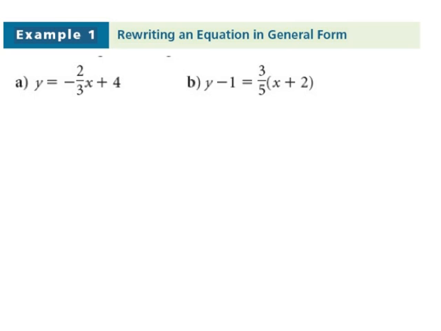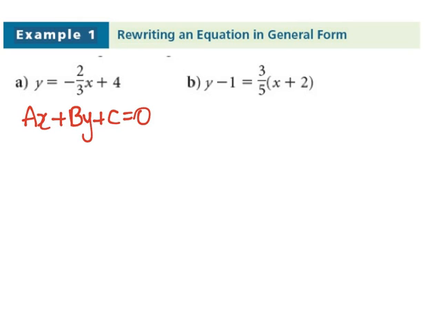So A is in slope y-intercept form, and we're going to rewrite it in a general form. The general form refers to as having a coefficient times x plus another coefficient times y plus the constant, and that's equal to 0. So that is the general form equation. So how do we change y equals -2/3 x plus 4 into a general form?